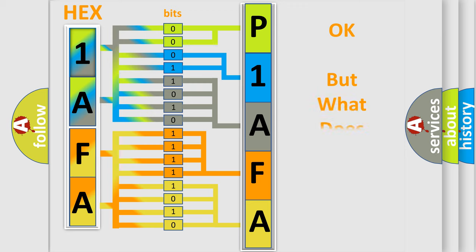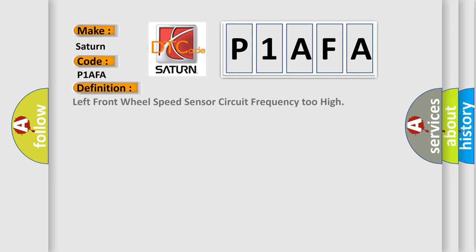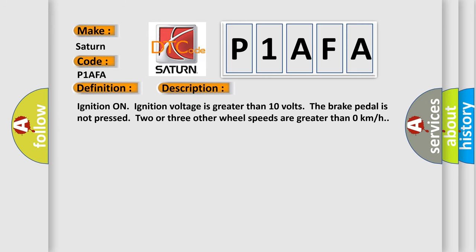The number itself does not make sense to us if we cannot assign information to what it actually expresses. So, what does the diagnostic trouble code P1AFA specifically mean for Saturn vehicles? The basic definition is: left front wheel speed sensor circuit frequency too high. And now this is a short description of this DTC code. Ignition on, ignition voltage is greater than 10 volts. The brake pedal is not pressed. 2 or 3 other wheel speeds are greater than 0 km per hour.